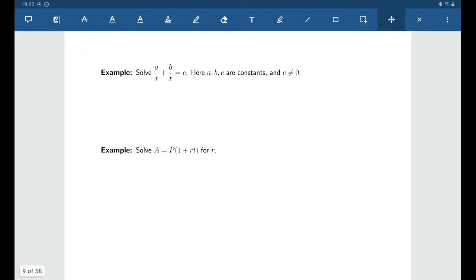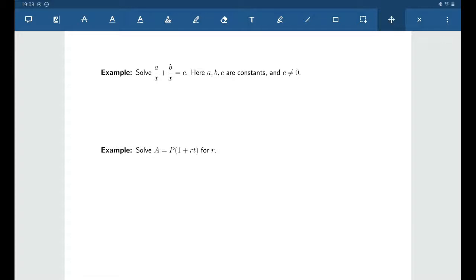Now, of course, solving doesn't necessarily mean solving for a numerical value. It could just mean isolating an equation so it could be written in terms of that one variable. So here, solving for x means that we would like to rewrite this first equation as x equals rather than equal to c.